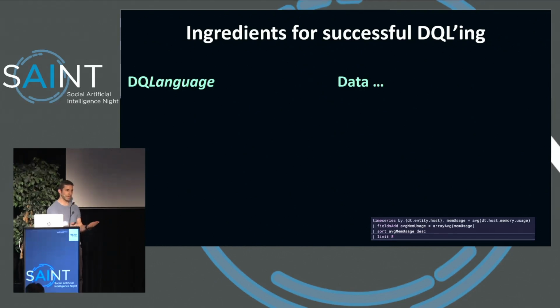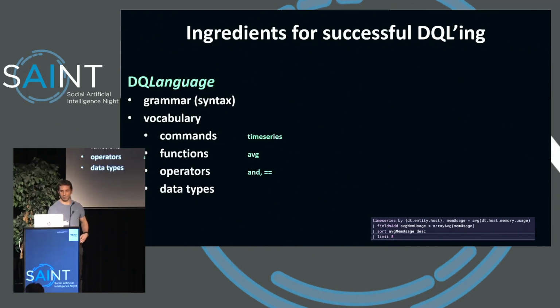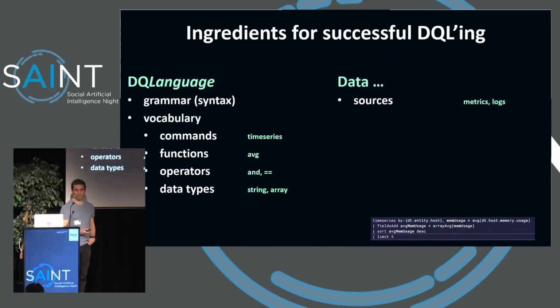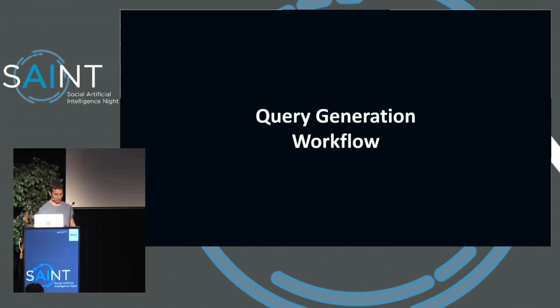So when it comes to any kind of language, even natural languages, you need to know something about grammar. For DQL, it would be called syntax. For queries, you need to know something about vocabulary, so what is stuff called: commands, functions, and so on. And for the data side, you need to know where it resides, in which tables it is, what it is called, what the schema is, and all that information. And all of this we also need to be able to provide to our AI system.